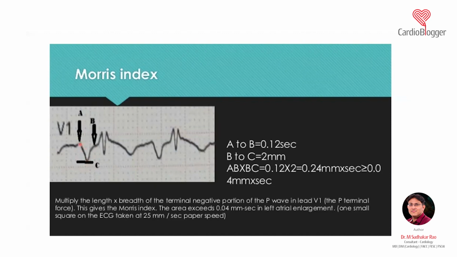Now you see the duration between this and this: 1, 2, 3. So A to B is 0.12, whereas the depth is 1, 2 boxes. So it is 0.12 into 2, that is 0.24. As I already told you, 0.04 is the cutoff for that, right? So this suggests the Morris index. This is the Morris index. If any doubt, again I'll come back to the Morris index.